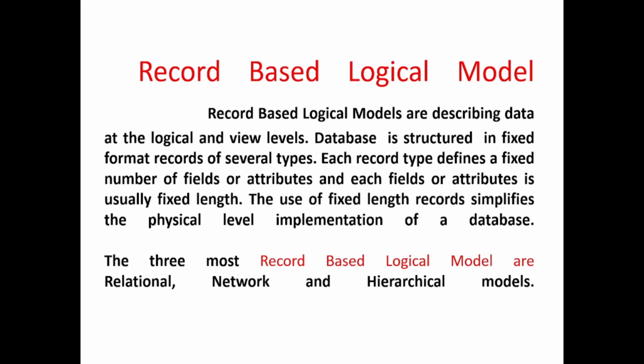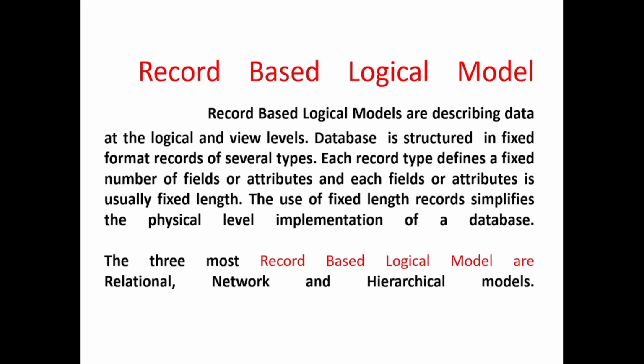The next type of data model we have is called the record-based logical model. This is the second type of data model. The first one is the object-based logical model, and the second one is called the record-based logical model. Record-based logical models describe the data at the logical and view level. You have studied the three levels of data abstraction: physical level, logical level, view level. At the physical level, the data is stored by using its schema, at the logical level we are defining the structure of a database, and at the view level various users are interacting with our database system in the form of view 1, view 2, view 3, as well as view n. Databases are structured in a fixed format, and that fixed format is also called a record.